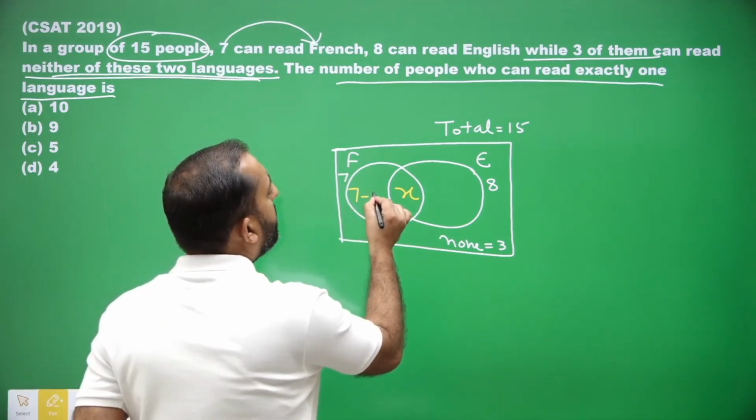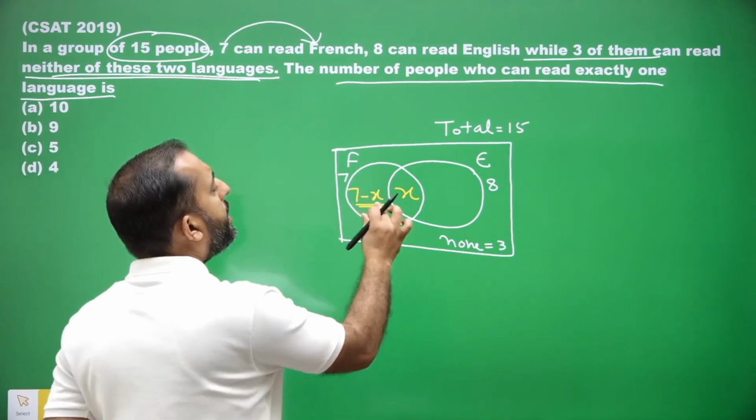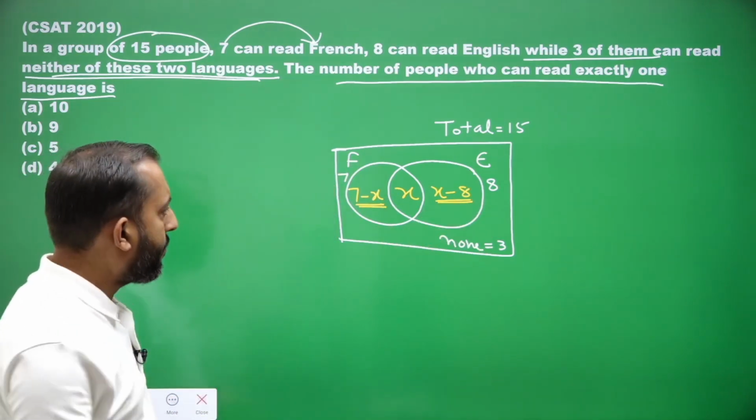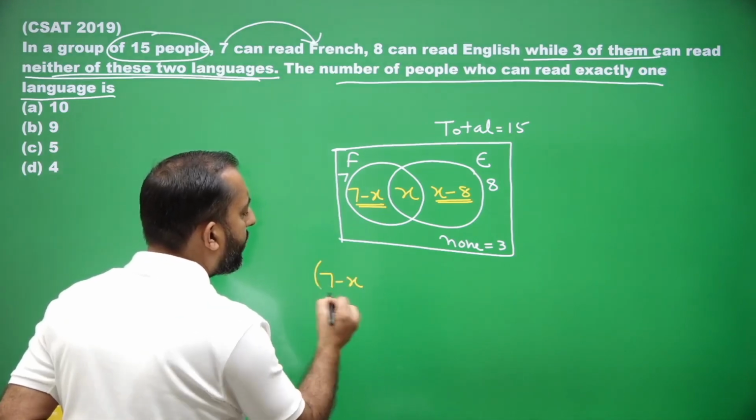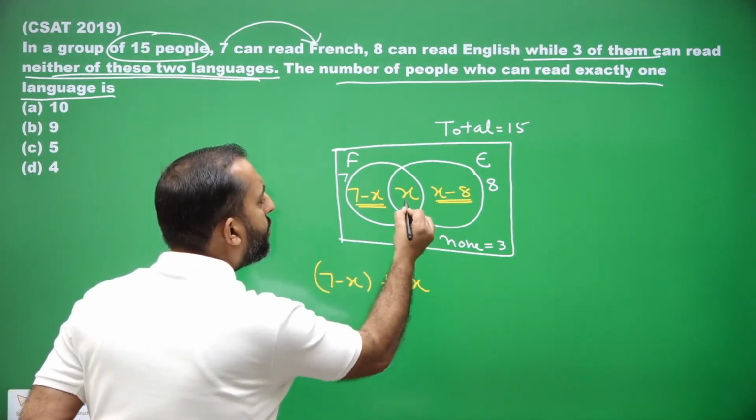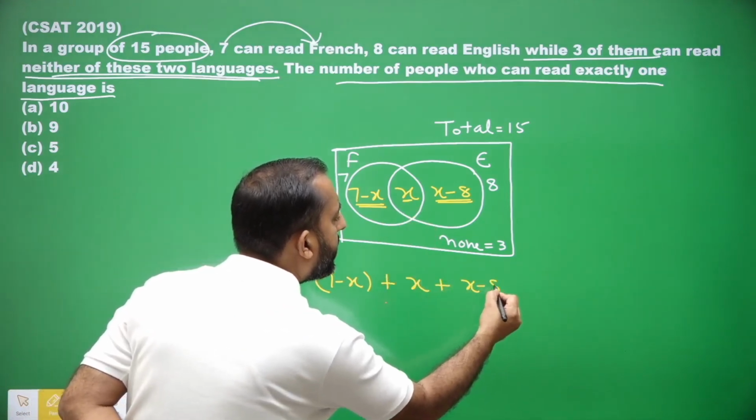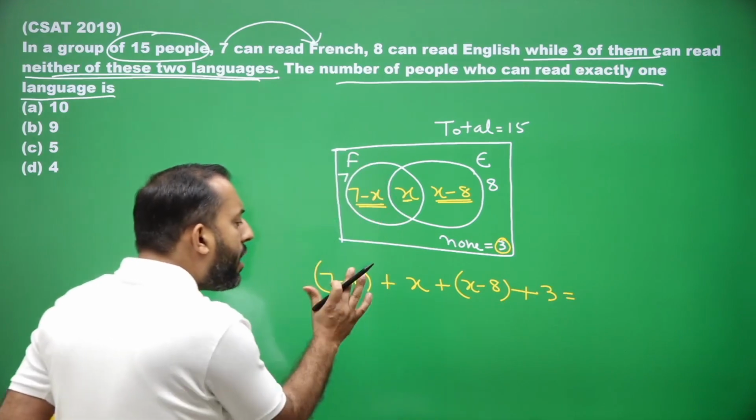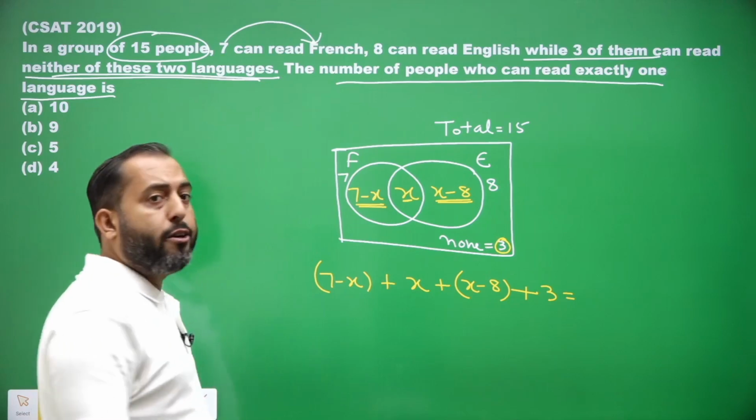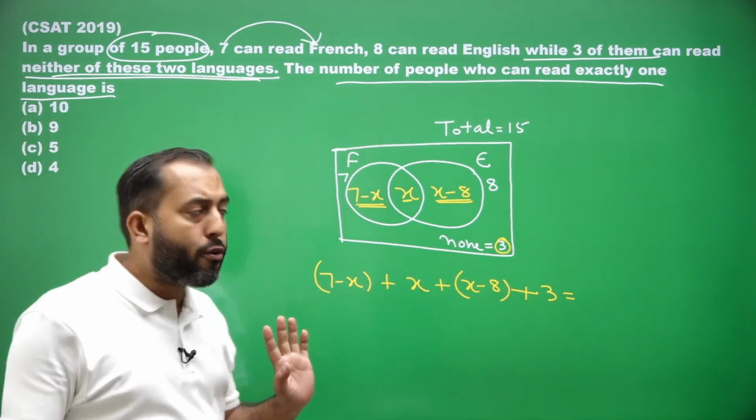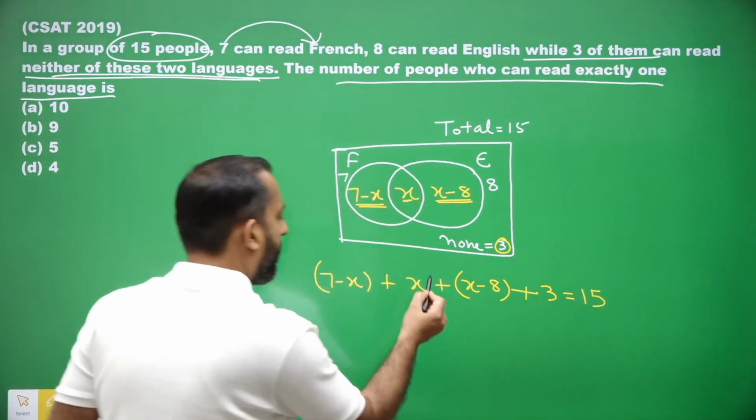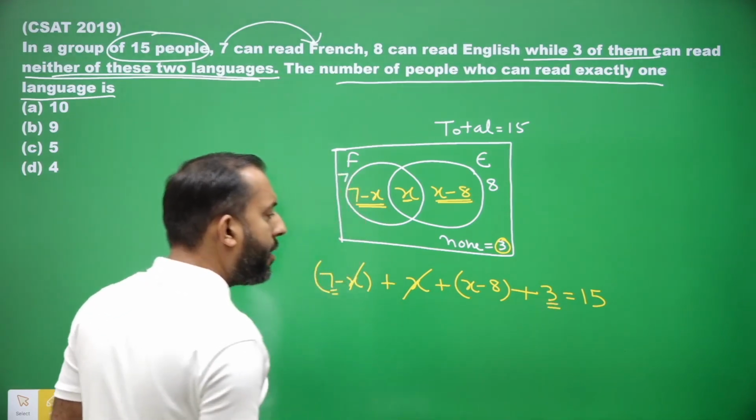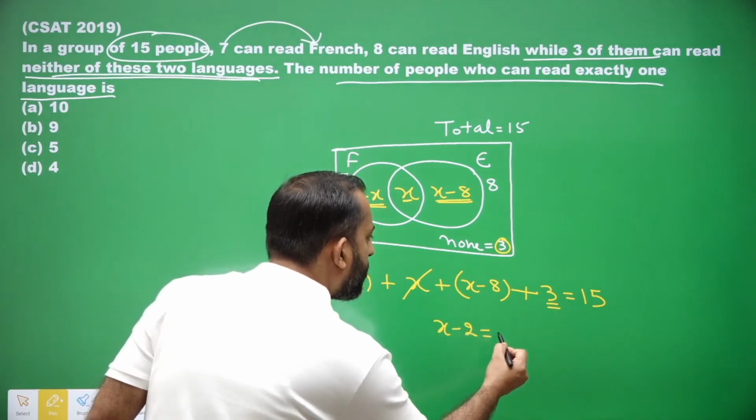So 7 minus X, these many people can read French only. X minus 8, these many people can read English only. Now the number of people who can read French only, plus the number who can read both, plus the number who can read English only, plus the number who can read none. We have divided this entire rectangle into 4 regions, so the sum of the values of these 4 regions must equal 15. So X got cancelled out. It comes out to be 7 plus 3 is 10, minus 8, X minus 2 equals 15.